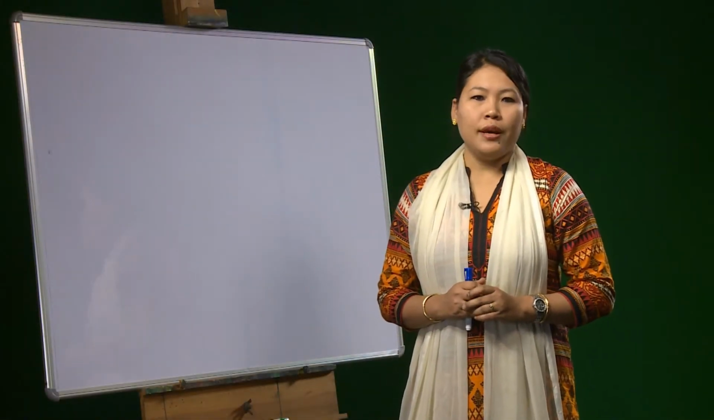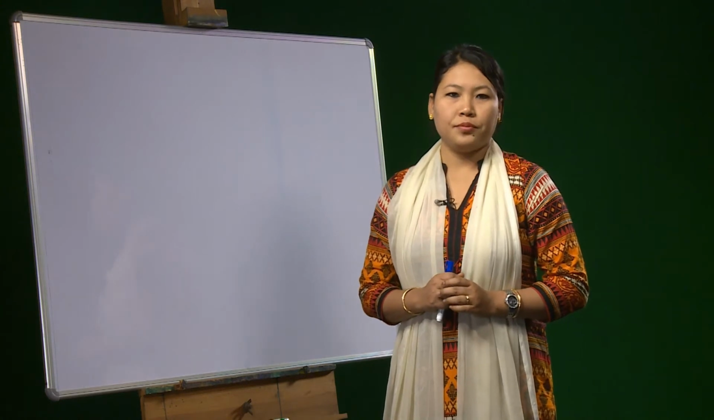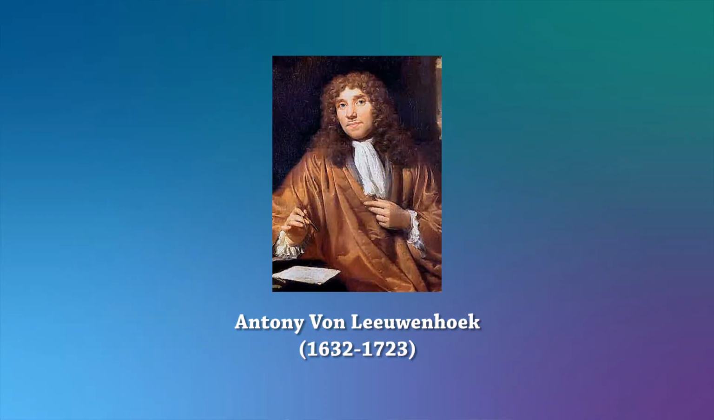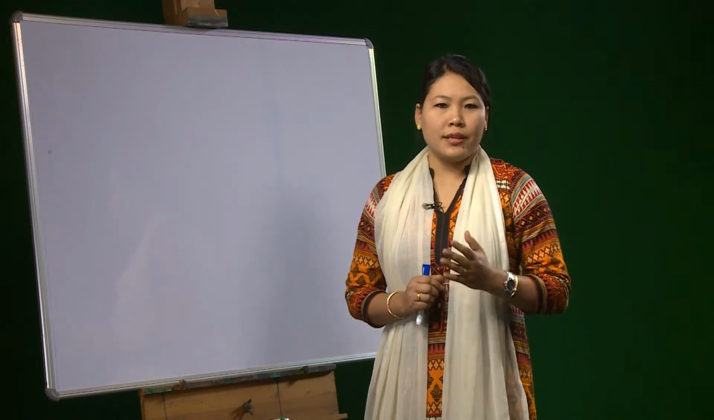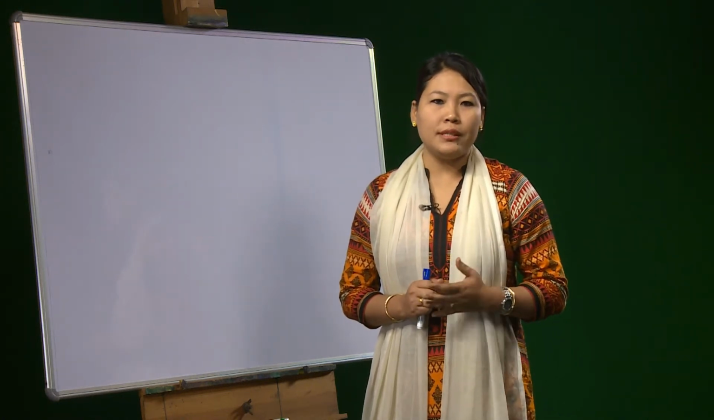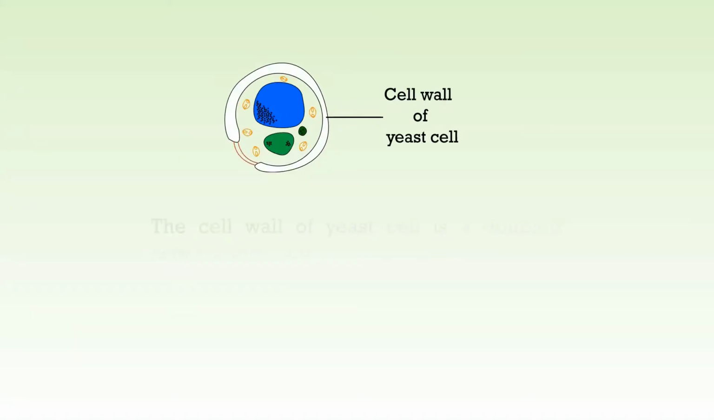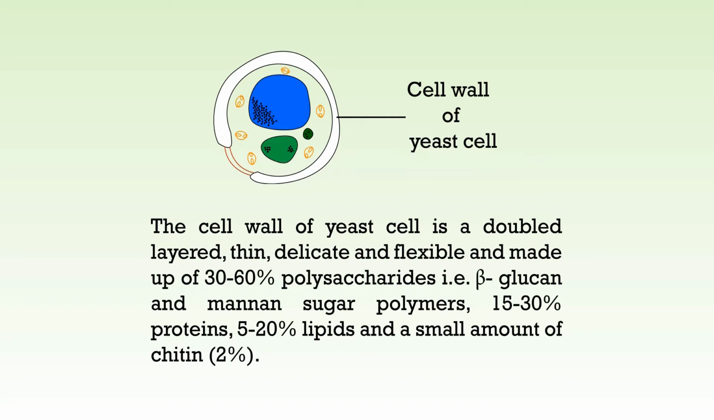So now we'll come to the yeast cell, its structure and function. Antony van Leeuwenhoek was the first person to describe this yeast cell. As mentioned above, its thallus or its vegetative body is unicellular and non-mycelial. This yeast cell wall is a double layer, thin, delicate, and very flexible, and it is made up of 30 to 60% polysaccharides, that is beta-glucan and the mannan sugar polymers, 15 to 30% proteins, then 5 to 20% lipids, and a very small amount of chitin, which constitutes approximately 2%.